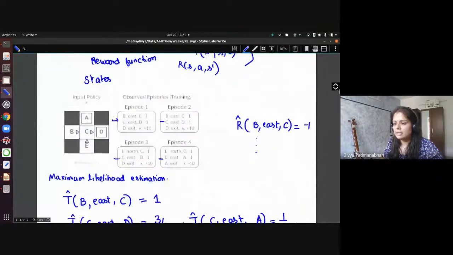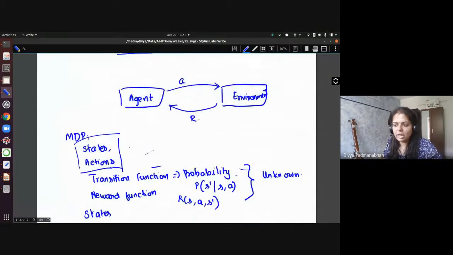Okay. And so the issue was you didn't know the transition probabilities. There was a probability of reaching another state, S dash, from a current state and action, but you didn't know these probabilities and you didn't know these rewards. And you remember the discount factor.